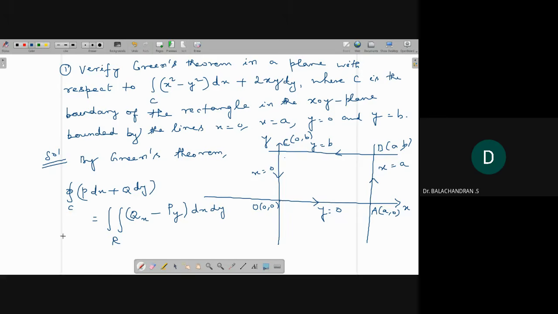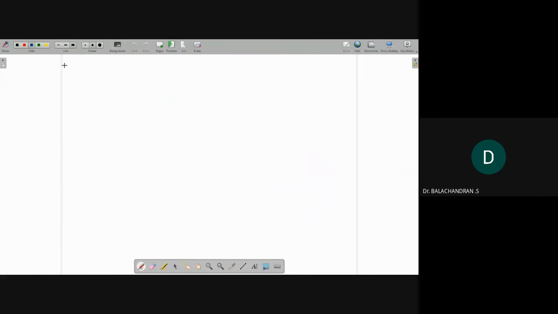Now we know that P is what? P is x square minus y square, because that is the coefficient of dx. Q is the coefficient of dy, so Q is 2xy. So we have P equal to x square minus y square.